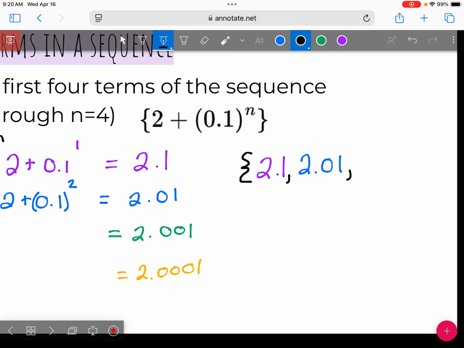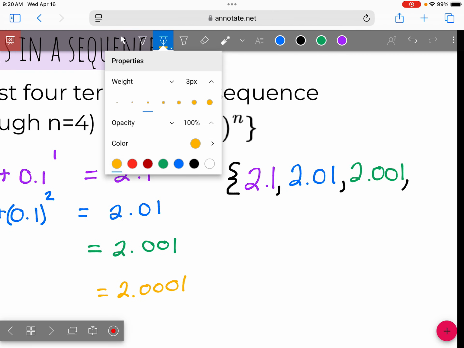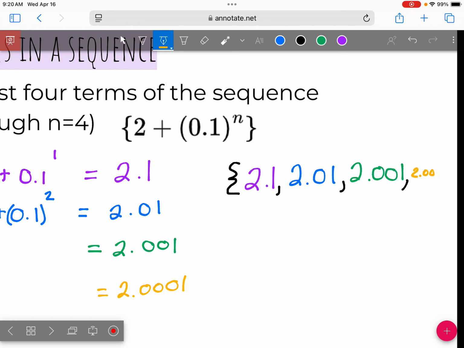Yep. Just writing them in order. 2.1, 2.01, 2.001, and then, oh, I am running out of space. 2.0001. Dot, dot, dot. Squiggle bracket. That is a terrible squiggle, but it gives the vibe. I do not care how pretty your squiggle brackets are. I don't care if they look like that.